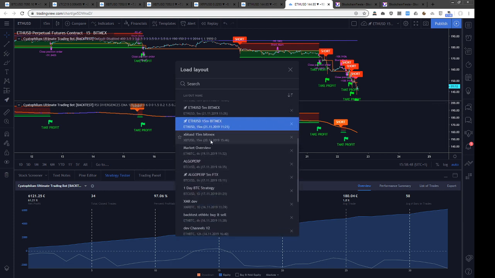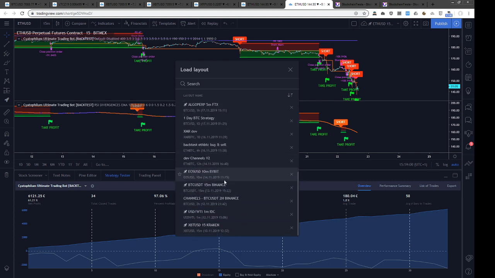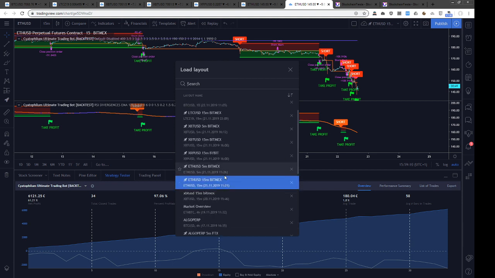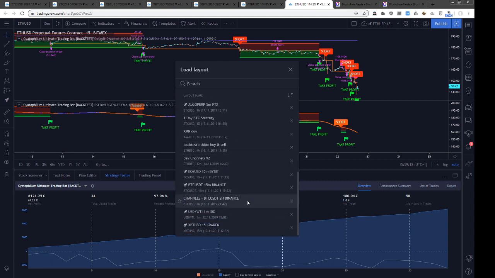All these configurations are shared, they are public, you can see them. I have a link on my Discord. It's public, you can see for yourself. You can also request a configuration if, for example, you want to trade a new pair. There are configurations for BitMEX, Binance, Kraken.